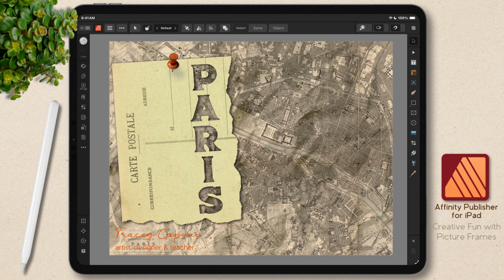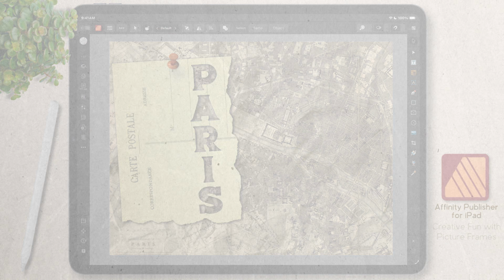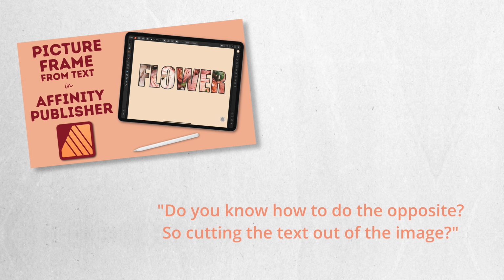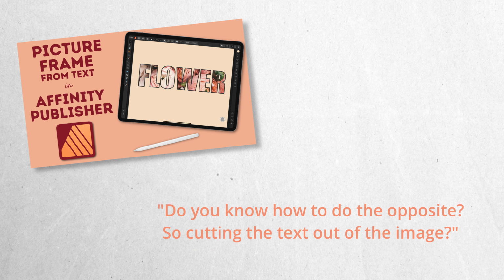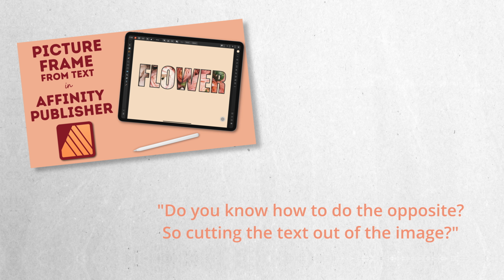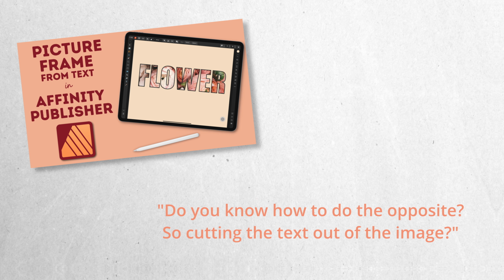Hi everyone. This tutorial is built around a question from a viewer who asked on my previous tutorial about creating picture frames out of text. Do you know how to do the opposite? So it's as though the text has been cut out of the image. First, thank you for the question. I love hearing them because then I can create exactly what you want to see.